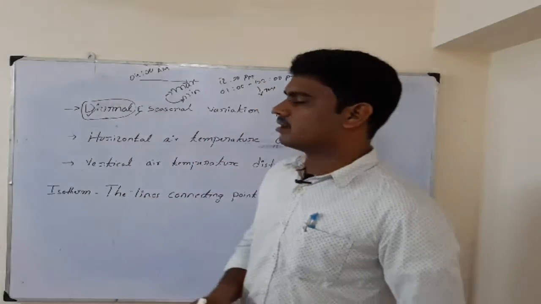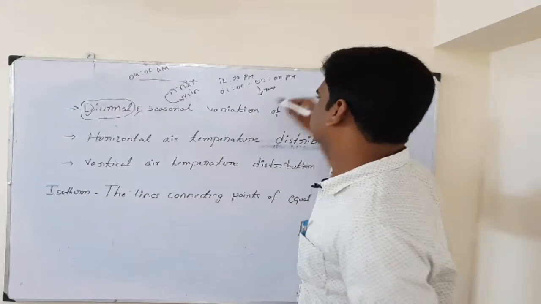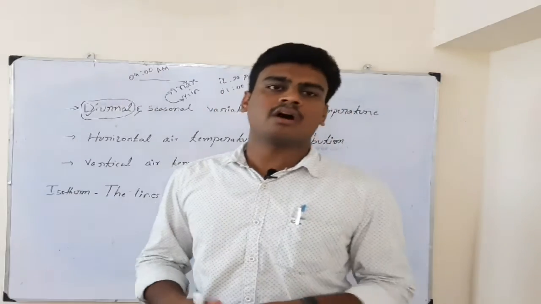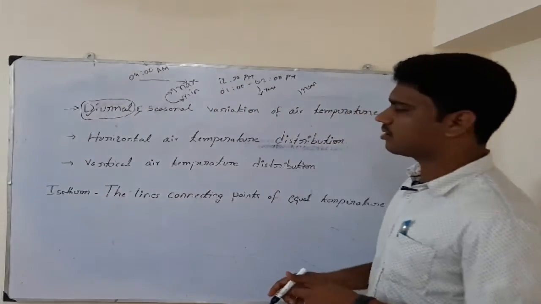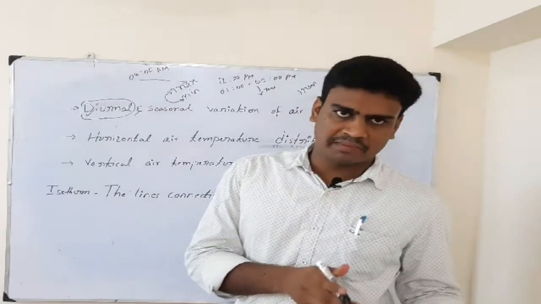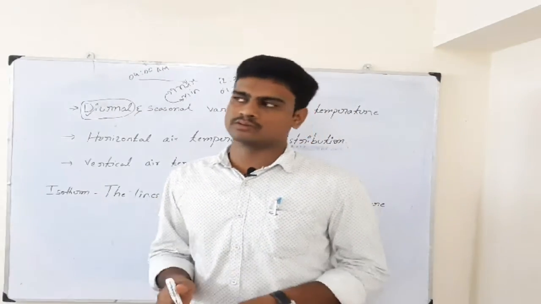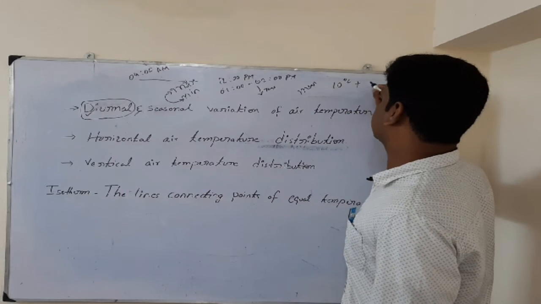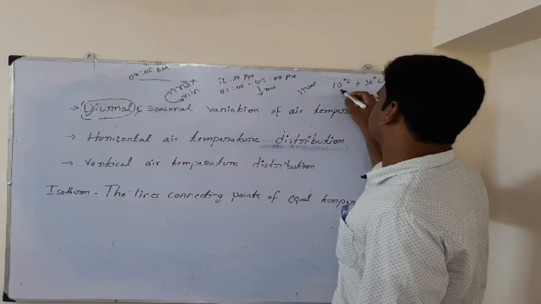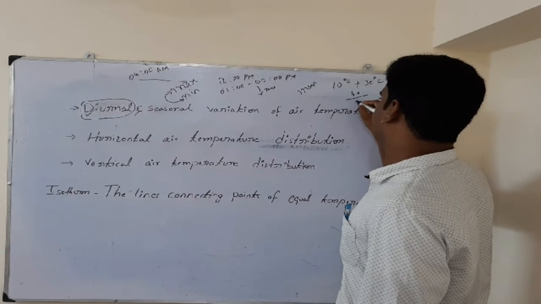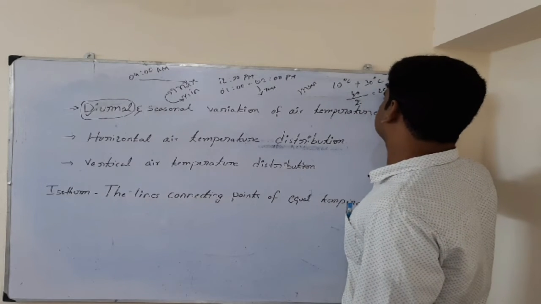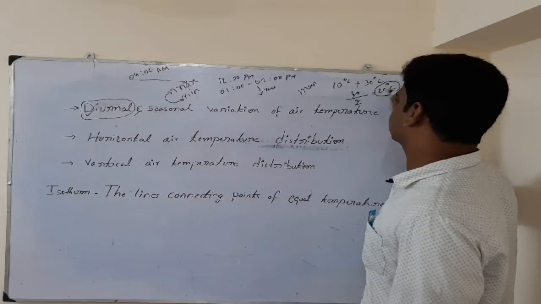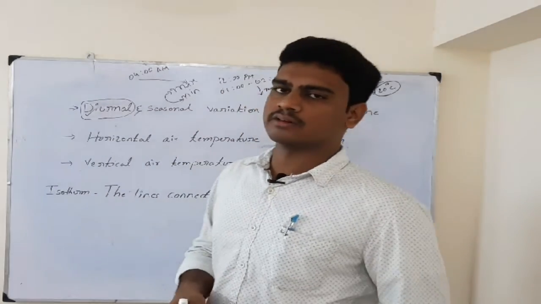Then how can we know the mean diurnal variation? The mean diurnal variation means the average temperature of that particular day. If we want to know it, we have to add the maximum temperature and minimum temperature and divide by 2. For example, in a particular day the minimum temperature is 10 degrees centigrade and the maximum may be 30 degrees centigrade. So 10 plus 30 is 40, and 40 divided by 2 equals 20. So the average diurnal temperature is 20 degrees in a day.